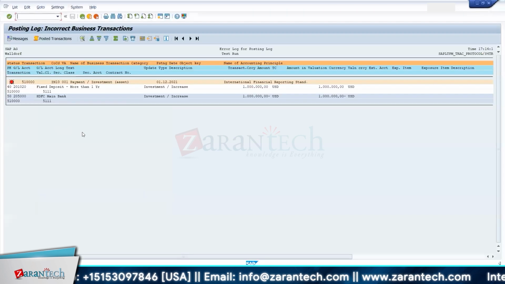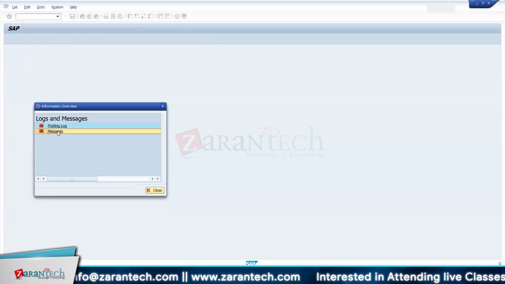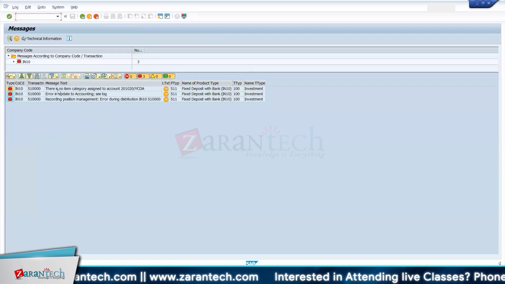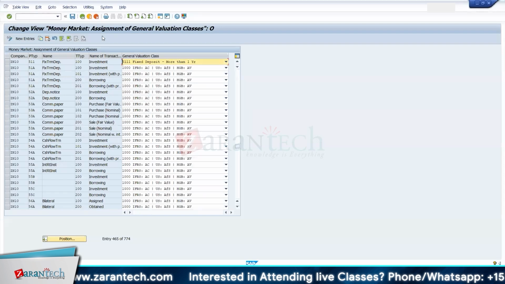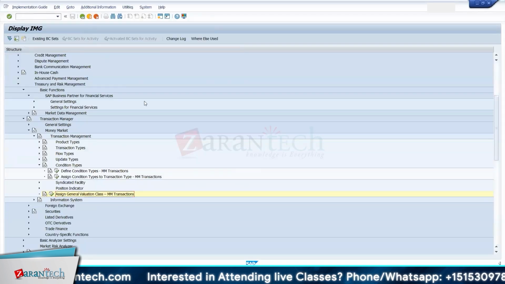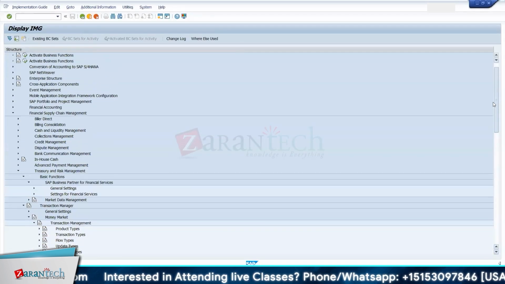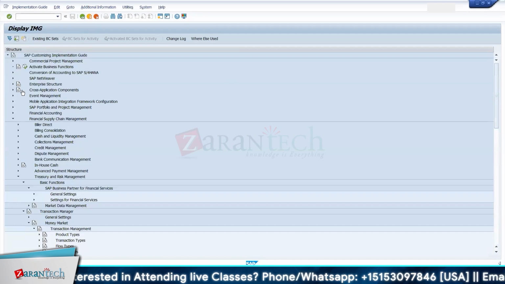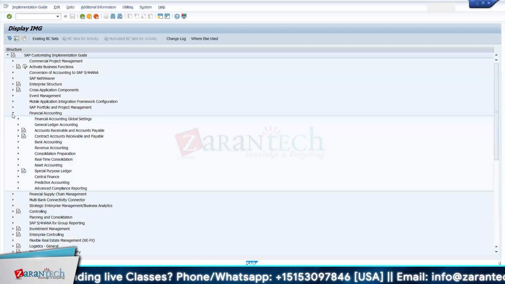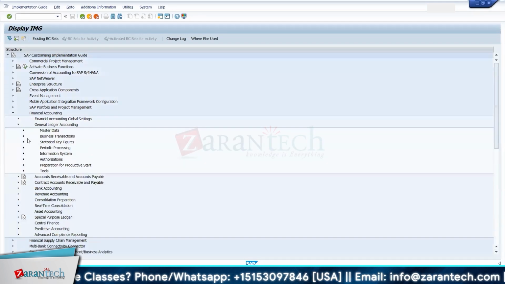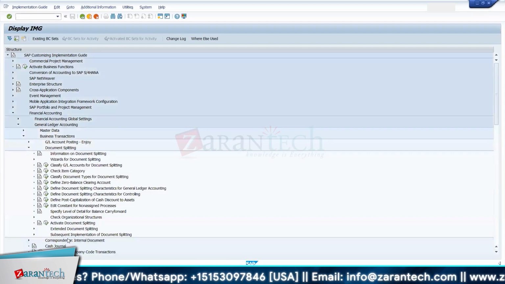So what is the log? You can see, this is the accounting the system will generate, fixed deposit more than 1 year and bank account. That is fine. But what is the error? Let's see the error. So it is saying no item category is assigned. Okay. So I don't want to use, what I can say, document splitting. So let me deactivate this document splitting here.